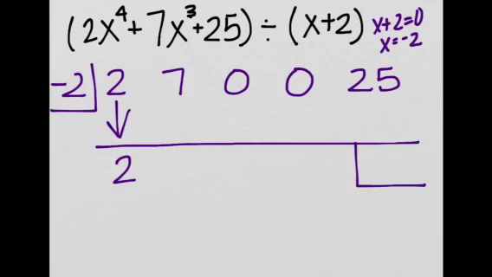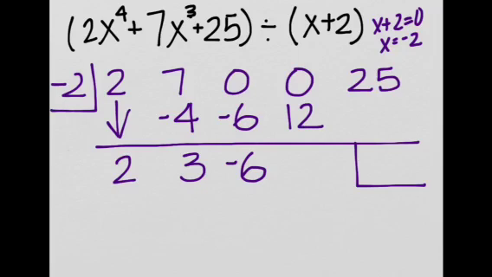So now I just go through the process. I'm going to multiply. Negative 2 times 2, negative 4. 7 minus 4, 3. Negative 2 times 3, negative 6. 0 minus 6, negative 6. Negative 2 times negative 6 is 12. 0 plus 12 is 12.